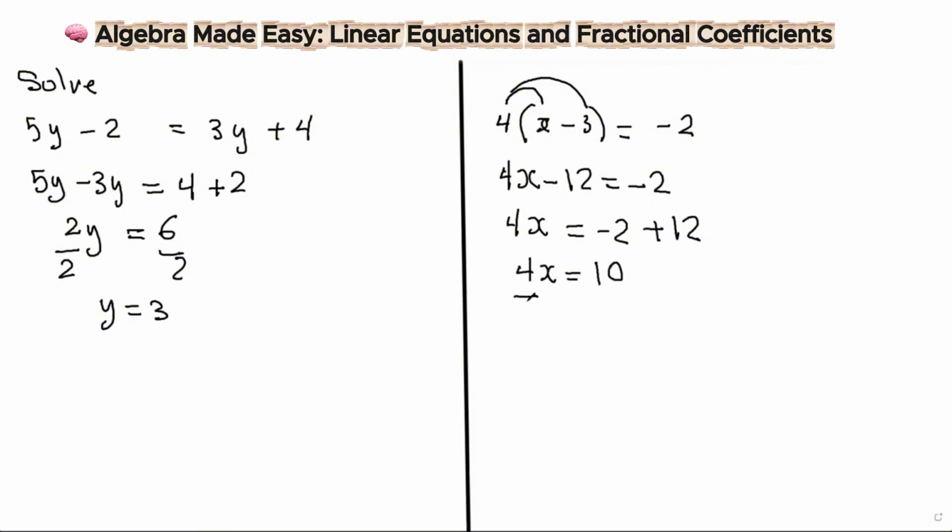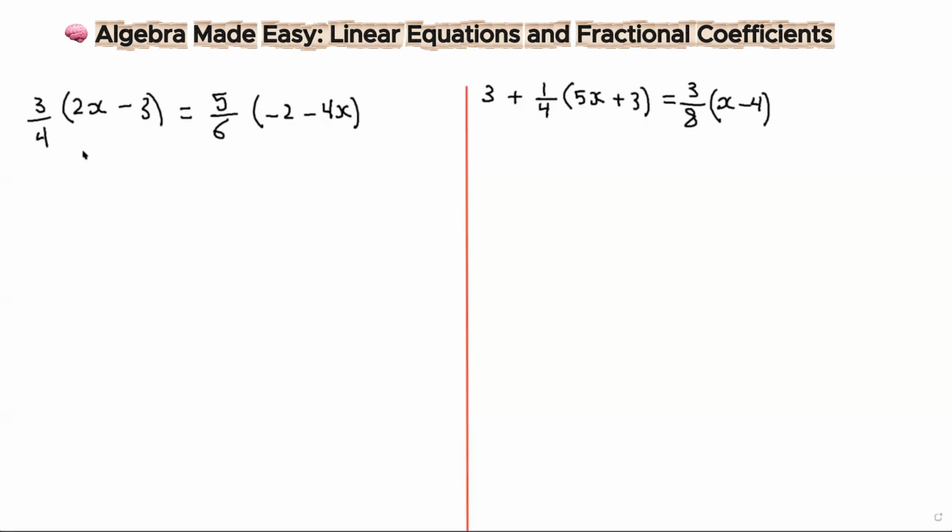And now you need to divide both sides by 4, and you have x equals, and you reduce 10 over 4. 2 goes into 4 twice and goes into 10 5 times, so the answer is x equals 5 over 2.